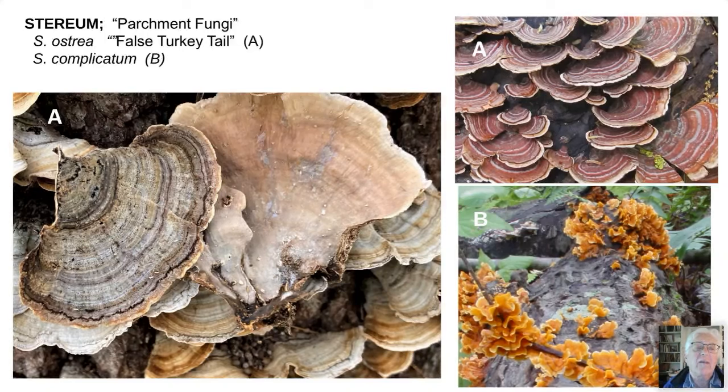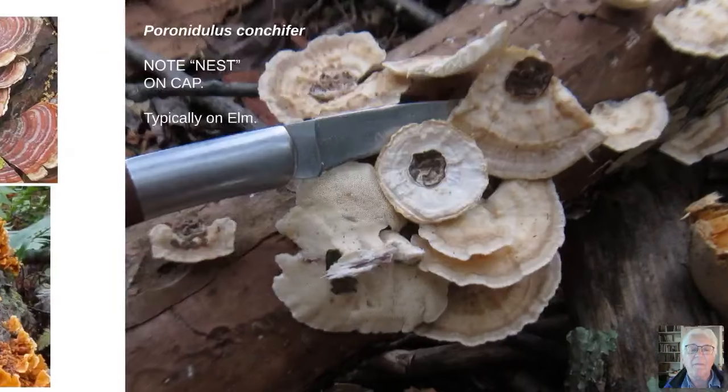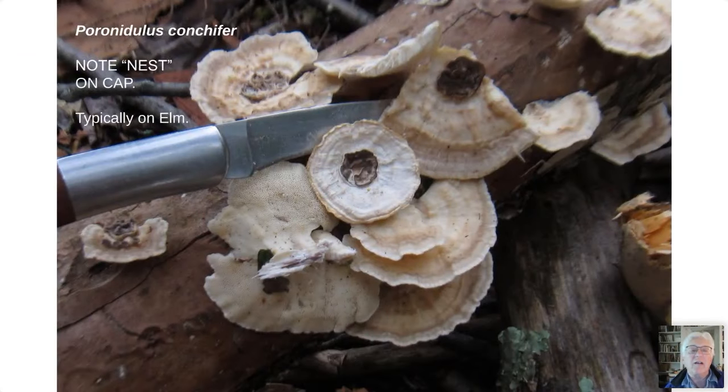This is the Asterium austria, and this is Asterium complicatum. Shows you a brighter orange color, a lot of little tiny knots of this one here. But these are really beautiful. This is the classic false turkey tail. There are other things that look like turkey tails.